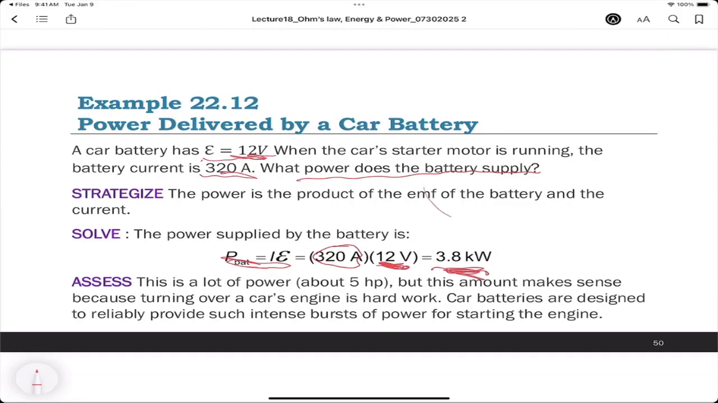This is a lot of power actually. It is about 5 horsepower. But this amount makes sense because turning over a car's engine is hard work. Car batteries are designed to reliably provide such intense bursts of power for starting the engine. This power is big, but to start a car you need a big power. Does that make sense to you?